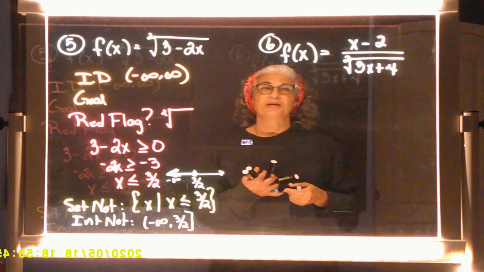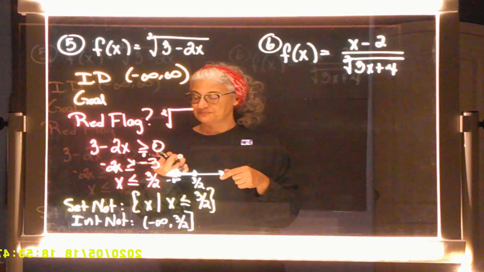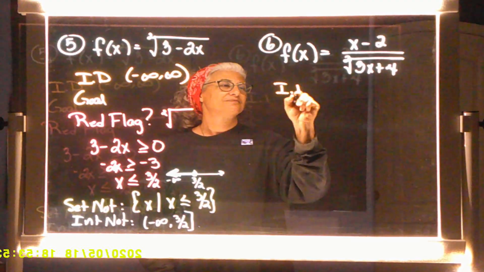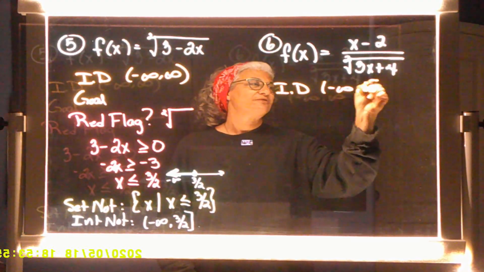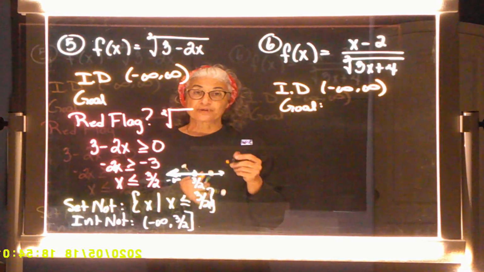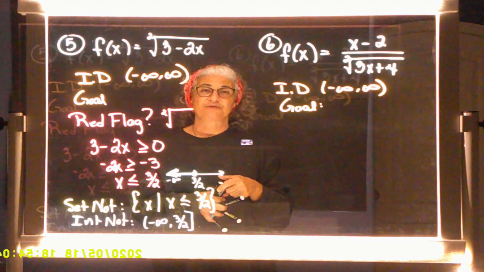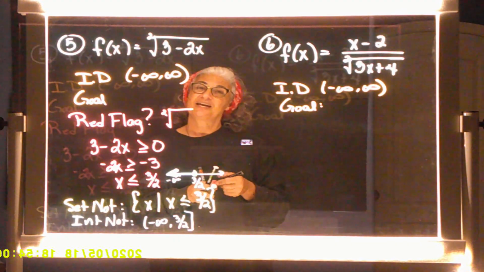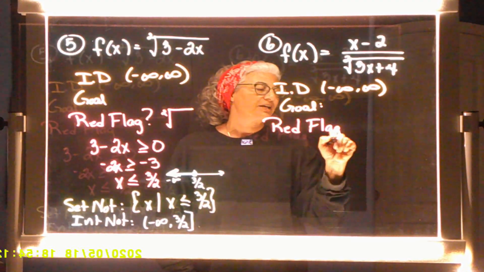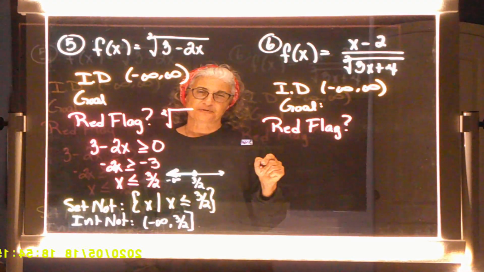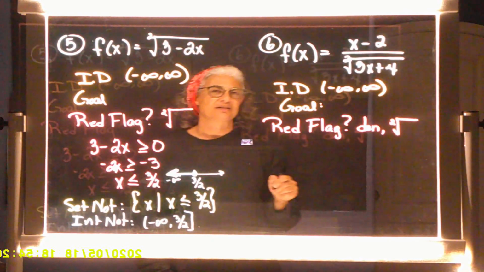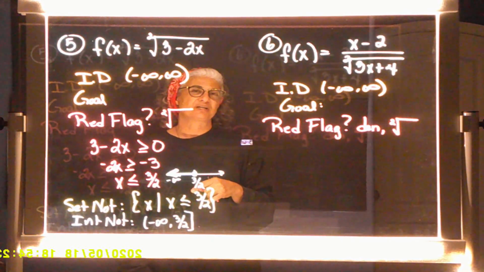Cool? Okay. Take a look at number 6. We have an initial domain of negative infinity to positive infinity, and our goal is to kick numbers out of the real number system, the negative infinity to positive infinity. And the only way to do that is with a red flag. So, the question is, do I have a red flag? As a matter of fact, I got both of them. I have a denominator, and I've got the square root, don't I? I've got both red flags here, don't I?